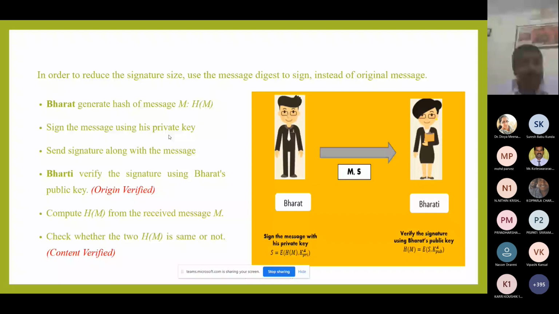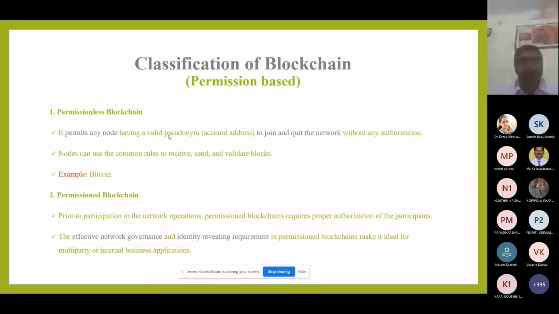In this way, blockchain actually verifies both the origin and the content of the message using concepts of cryptography. Talking of classification of blockchain, we have different types based on the permission. We have permissionless blockchain and permissioned blockchain. As the name suggests, in permissionless blockchain, any node can join or quit the network without any authorization. They need not submit their ID, password, or anything.